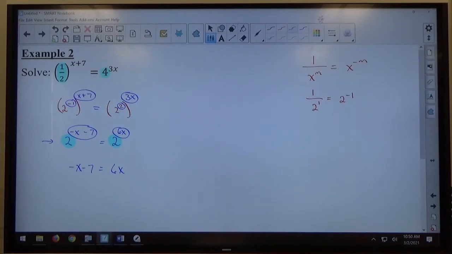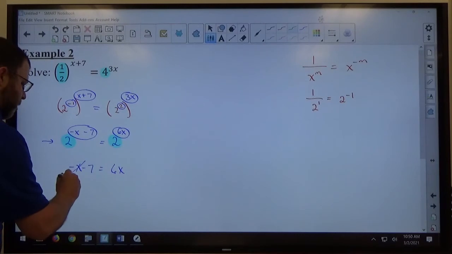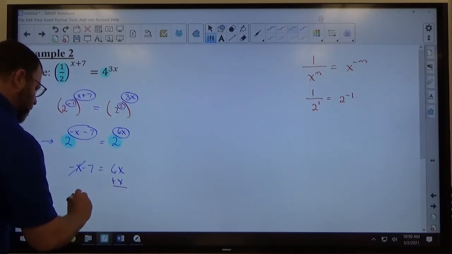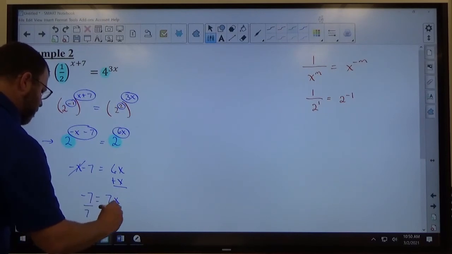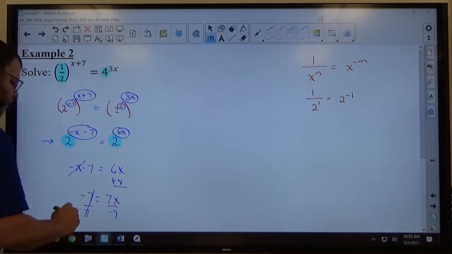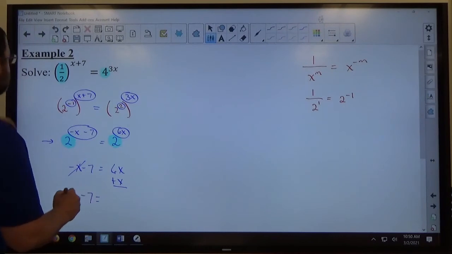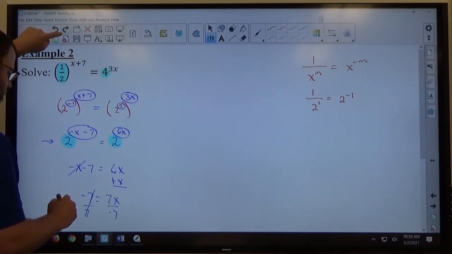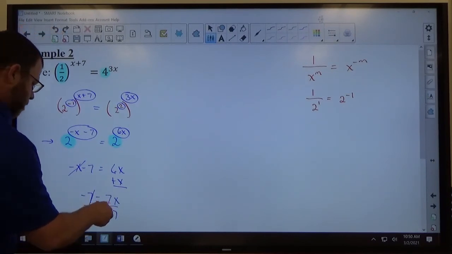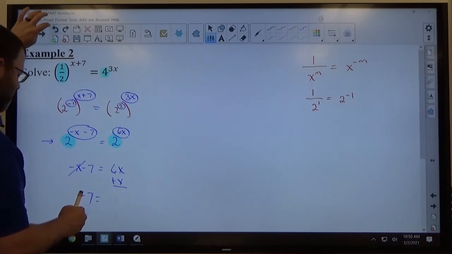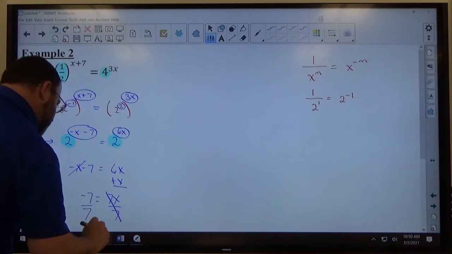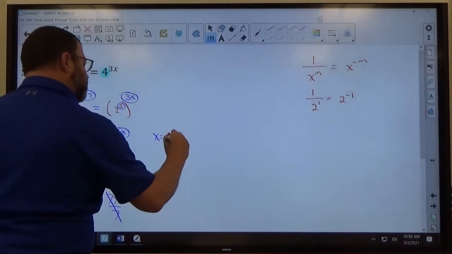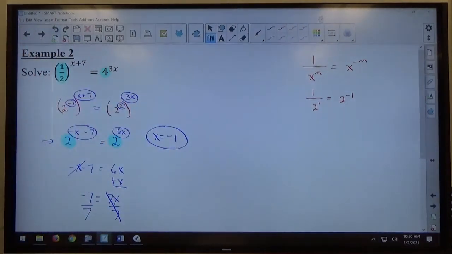Making it just a basic algebra equation, I'm going to move the x over to the right on this one. So I'm going to chop the minus x, make it plus x. -7 is equal to positive 7x. Divide by 7, divide by 7. Those cancel, so I'm going to get x equals -1. Again, that's the solution, that's the answer.